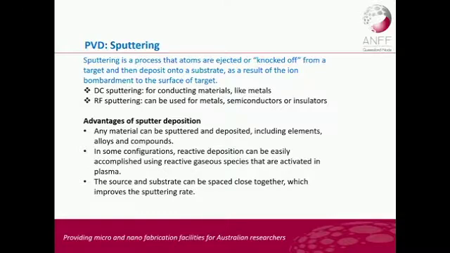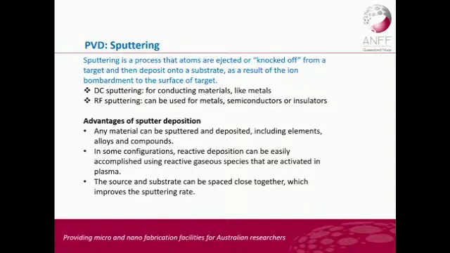In sputtering systems, there are 2 types of sputtering. One is called DC sputtering, one is RF sputtering. DC sputtering is usually for conducting material like metals. RF sputtering can be used for anything: metals, semiconductors, or insulators.